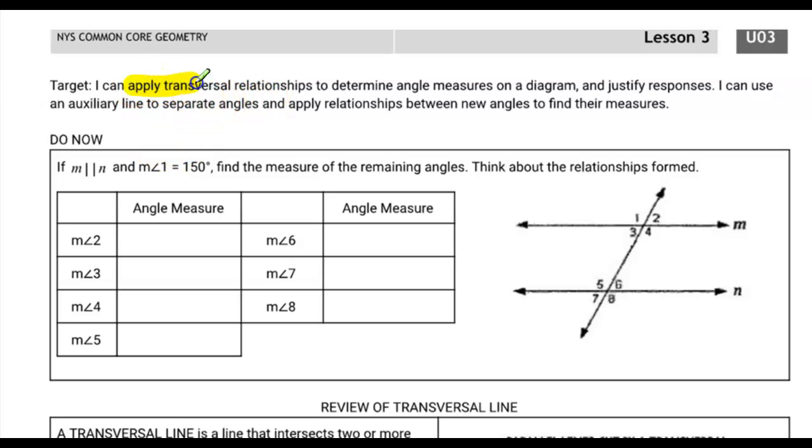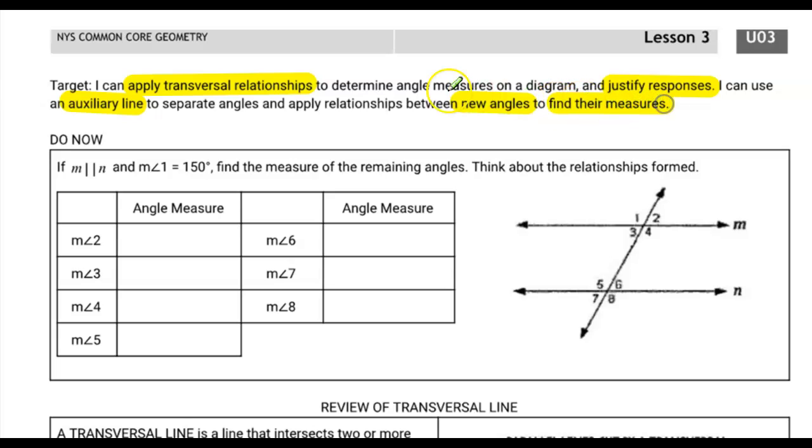We're going to apply transversal relationships like corresponding, like alternate interior, etc., to determine angle measures on a diagram. And we're going to justify our responses, meaning we're going to give a reason based on the diagram that we're looking at. The justifications are going to be like alternate interior angles or consecutive exterior angles, that kind of thing. We're also going to be using auxiliary lines. Those are helper lines to separate angles and apply relationships between new angles. The new angles are created by those auxiliary lines to find their measures.